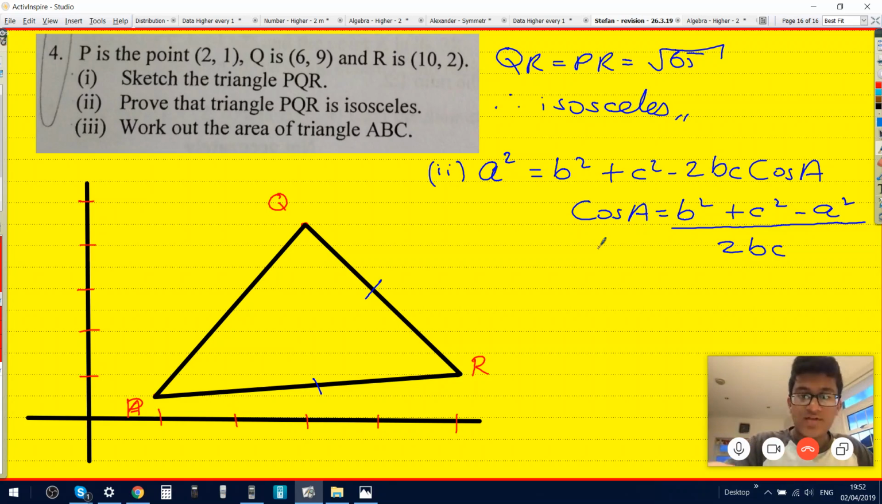We can use root 65 and root 65 here. The angle here, we want to find the angle QRP, and that's our A, if you like. So then here's cos to the minus 1 of 4 root 5.